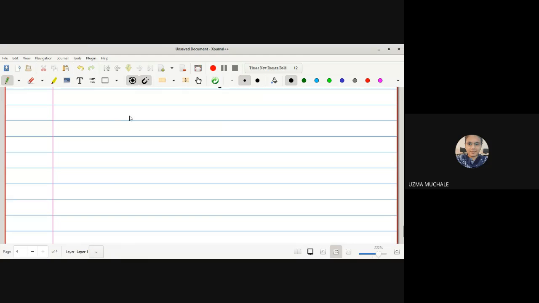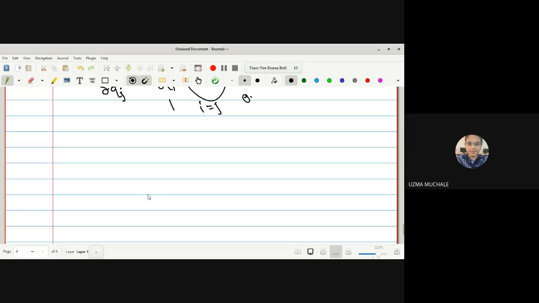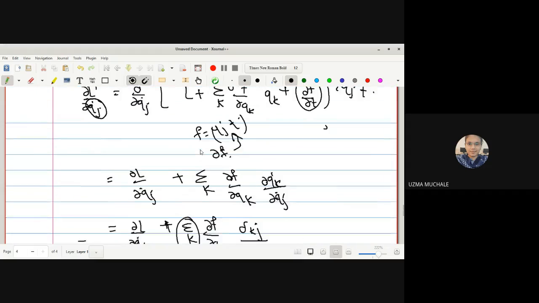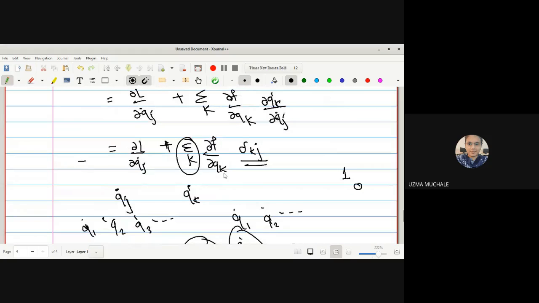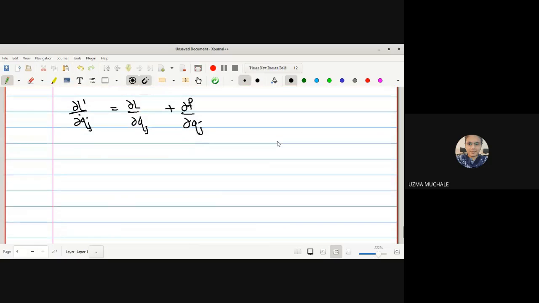So in this case we can write it as: L dash with respect to qj dot is equal to L with respect to qj dot plus f with respect to qj. After running the summation over k, k will be equal to j. Here also k equals j. So delta jj is equal to 1, and all others are 0. Correct? Yes, ma'am. Okay, now let us write this down.